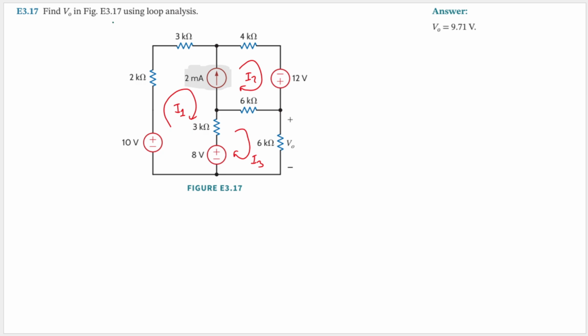So we use a super loop. Let's put another loop here, which is a very big loop, like this. This green one is the super loop. Okay, let's see what we can do from here. Let's do KVL at the super loop.